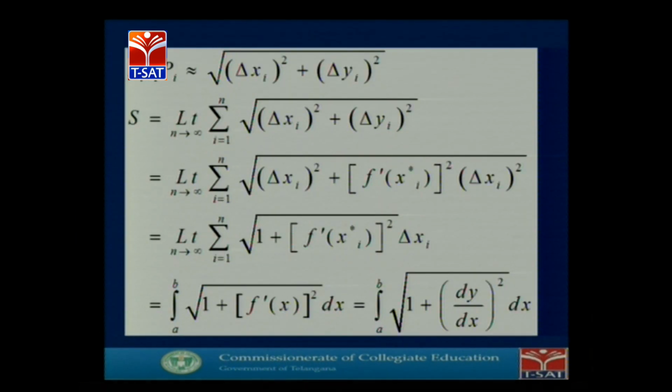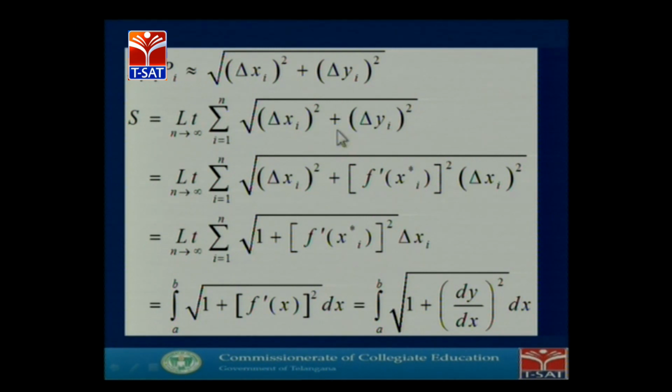Now what is the total length? This is only one segment length. So the total length is the sum of all these values, i equals 1 to n, under root of delta xi square plus delta yi square. By taking n as a large value, that is, limit n tends to infinity, sigma i equals 1 to n of root of delta xi square plus delta yi square gives the accurate value of the length of the arc.